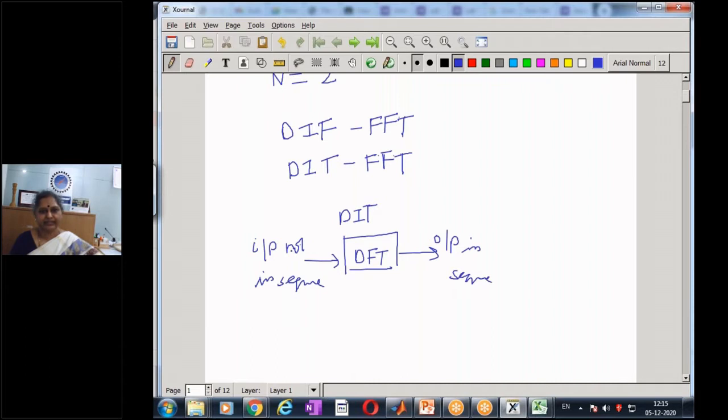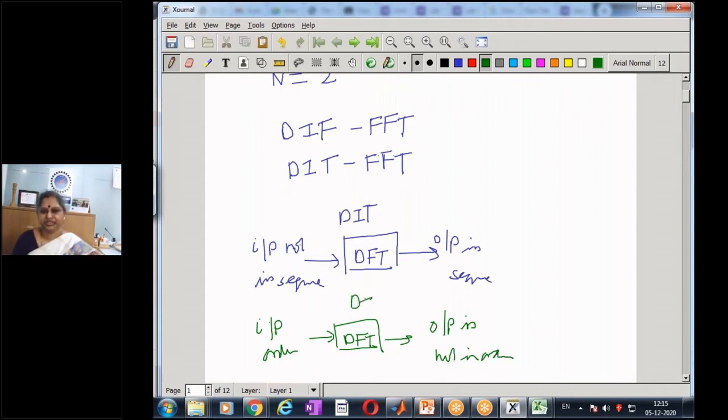On the other hand, if my input is in sequence, I write DFT only because I'm going to compute the DFT. My input is in order, but the output is not in order. Output is in a different order. If it's going to be in a different order, then we call this decimation in frequency, because my output is not in a normal, running sequence.